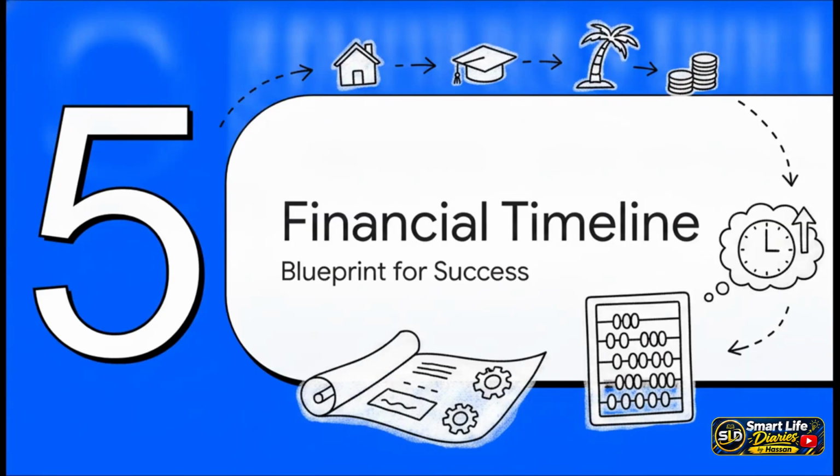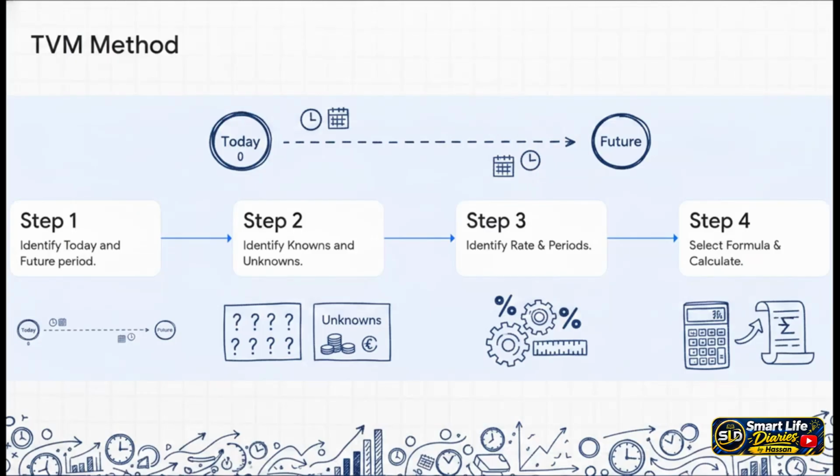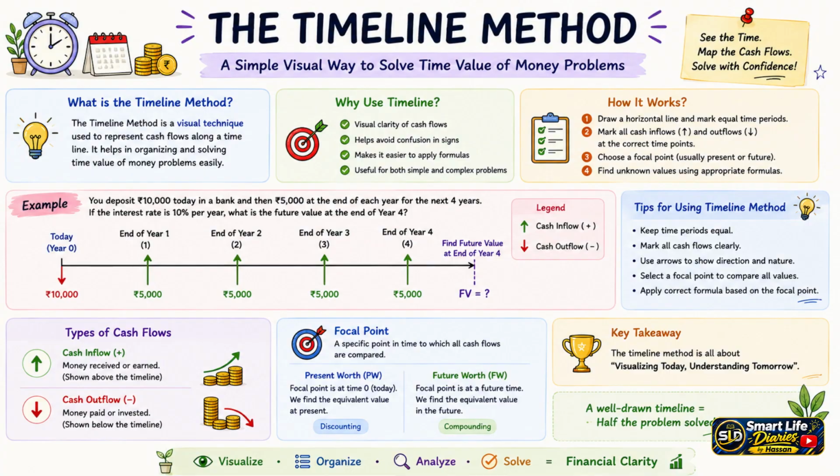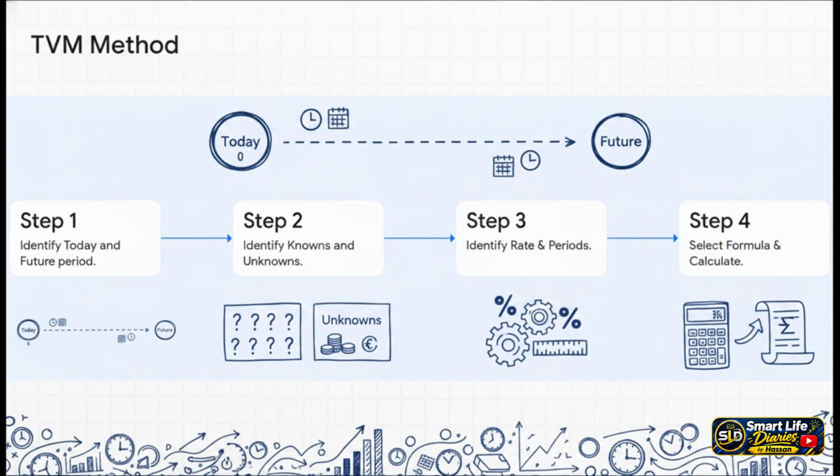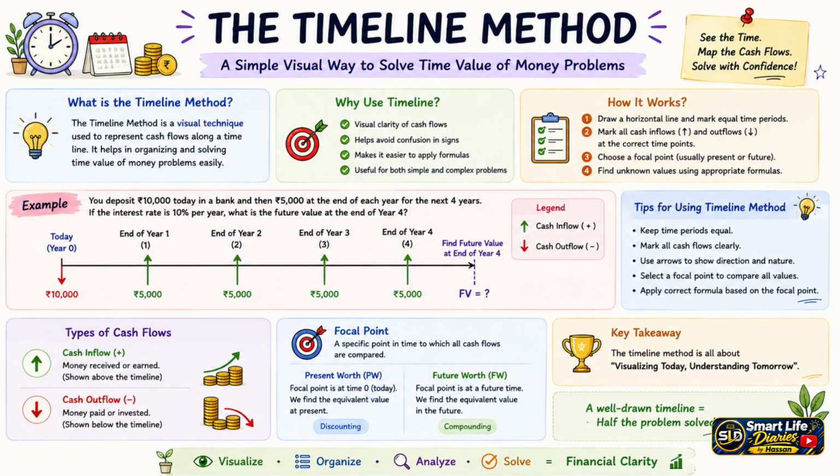Finally, Section 5, mapping your financial timeline, blueprint for success. So how do we actually put all this into practice intuitively? You use the TVM timeline method. Step 1. Literally map out a timeline in your head or on paper. Mark today as time 0 and mark your future period. Step 2. Identify what you know and what you don't know. Step 3. Pinpoint your rate and your periods and make sure they perfectly align. And only then, Step 4, select your formula and calculate. Visualizing it first anchors your logic before you ever even touch a calculator.